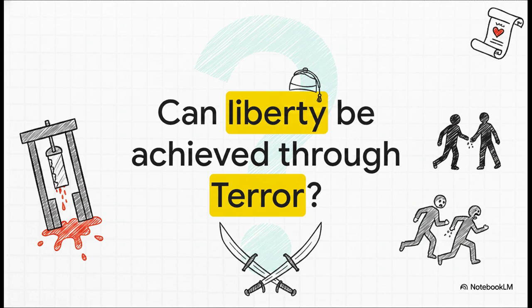Which brings us to a pretty heavy final thought. The French Revolution gave the world the absolute highest ideals of liberty, equality, and human rights, but it bought those ideals with the blood of 40,000 people at the blade of the guillotine. So, can true liberty and equality ever actually be achieved through a reign of terror? It's really the ultimate paradox of this historical earthquake. Something to think about as you review your notes.